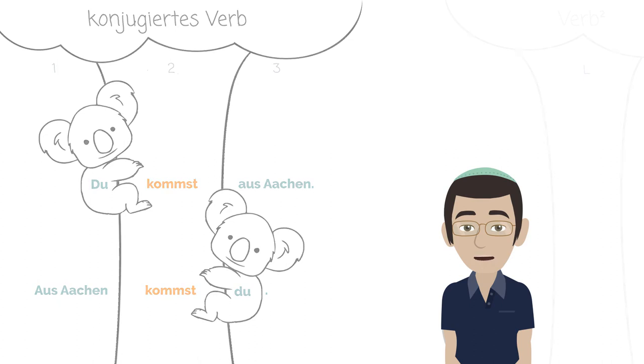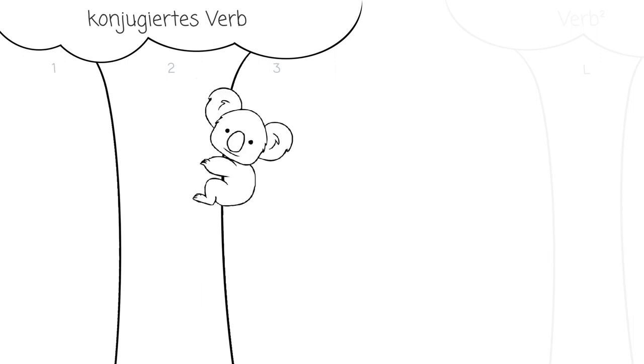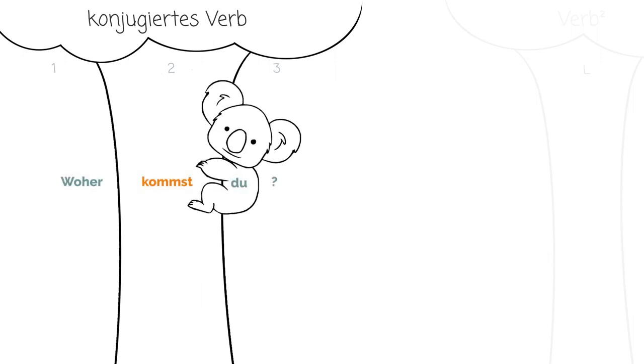Let's talk about questions. There are two kinds. A Wortfrage or W question starts with a question word, such as who, where, what, etc. And you would answer with information that goes beyond a simple yes or no. Woher kommst du? The structure is pretty much the same as in a statement. Your verb is in second position, and your question word is in position 1, meaning your koala moved to the right side of the tree.